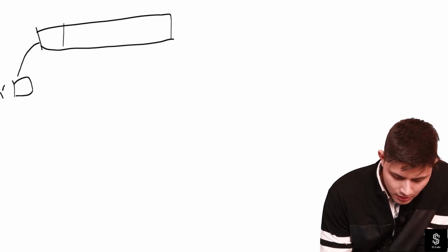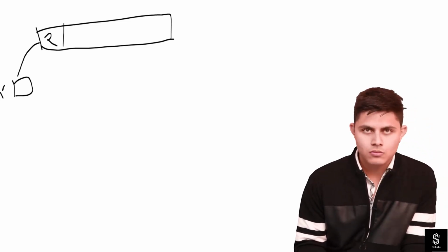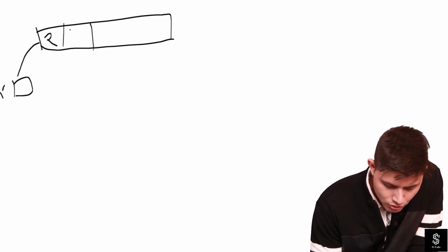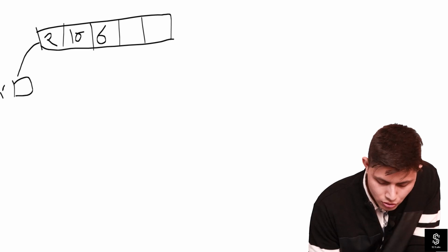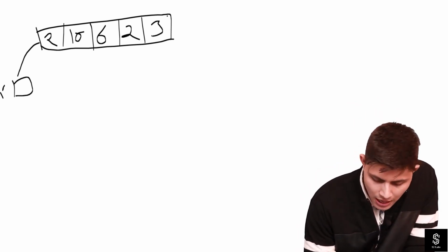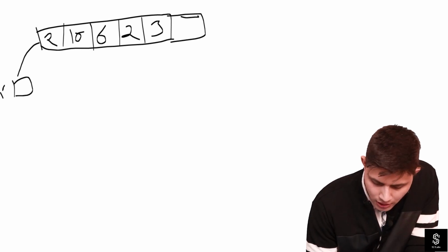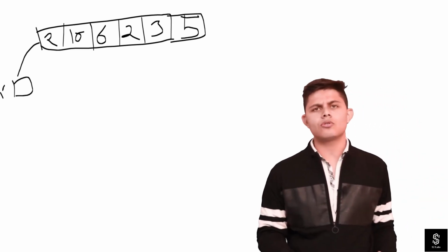Now if I want to store a value inside this particular list, how I'm going to do that is, I want to store 2, so this is how 2 will get stored. I want to store 10, so this is how 10 will get stored. Then I want to store 6, then 6 will get stored. Then I want to store 2 again, then 2 will get stored. Then I want to store 3, then 3 will get stored. And after that, if we want to store 5, this is how I can store 5 into it.